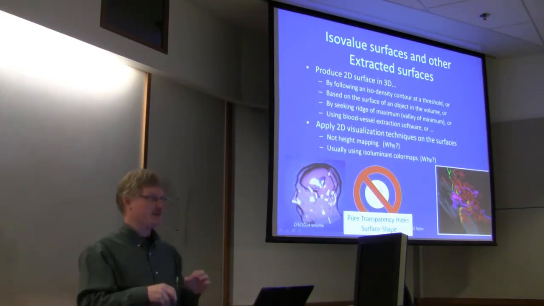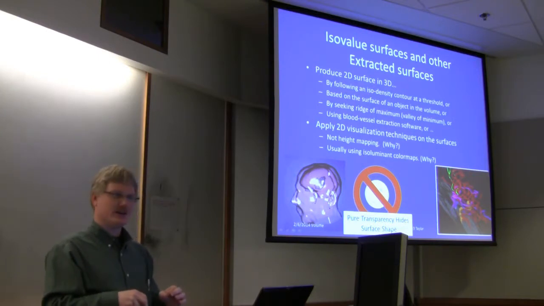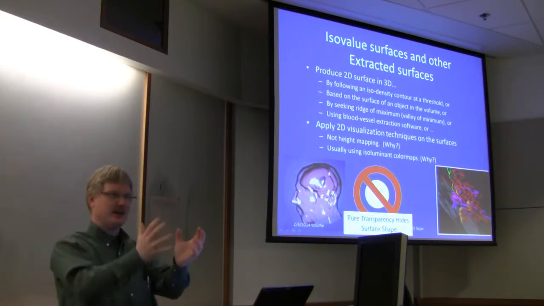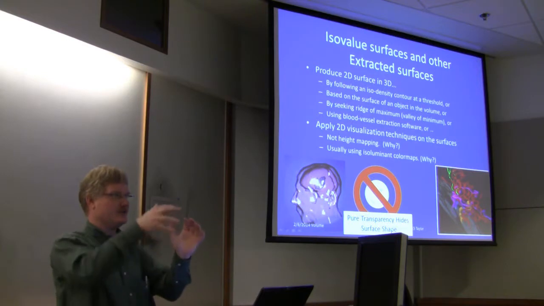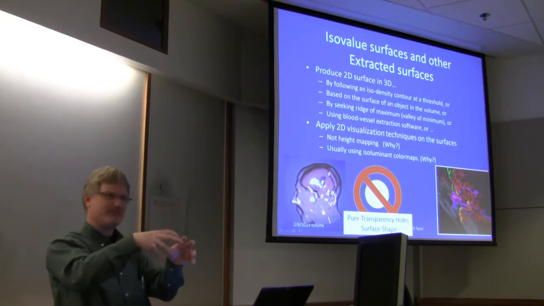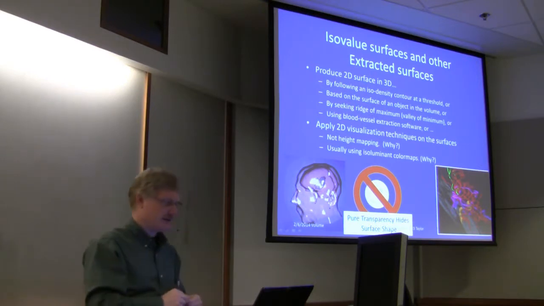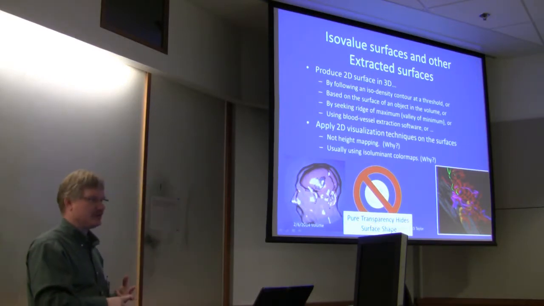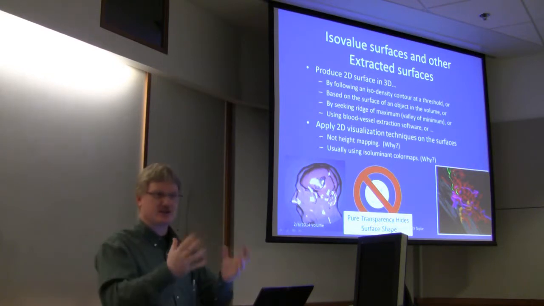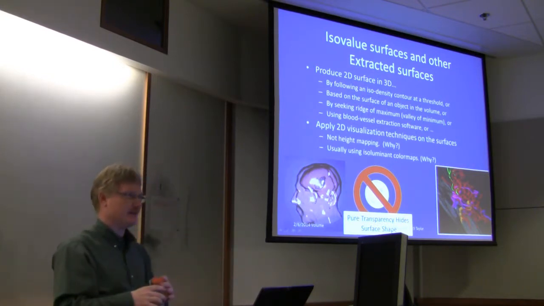Here, the height mapping really doesn't make sense, right? Because you've got some 3D shape that you're trying to understand, and then if you deform that by a data set on the 3D shape, you really lose the context that you're going to display on. And usually we're going to use isoluminant color maps if we're displaying on these extracted surfaces. Why would that be?